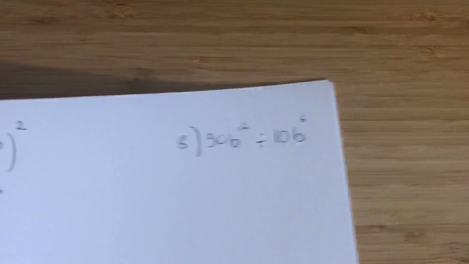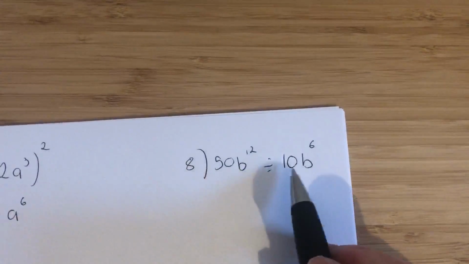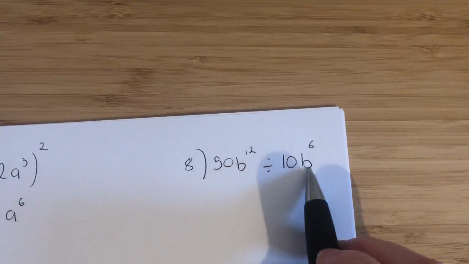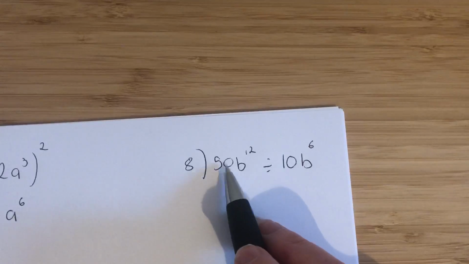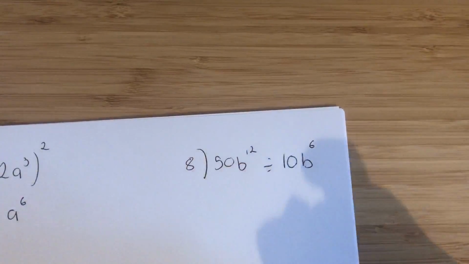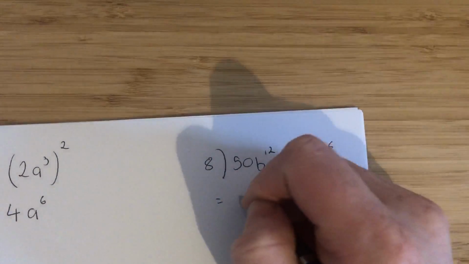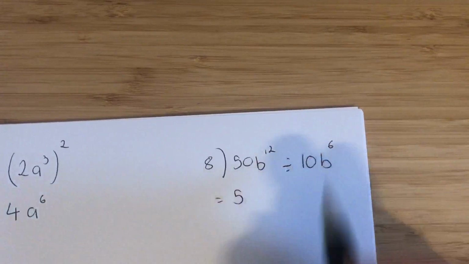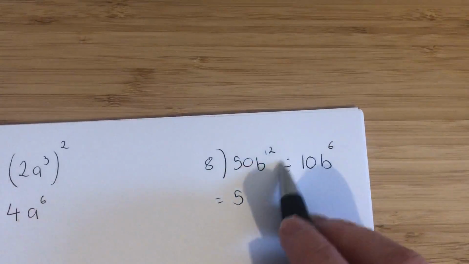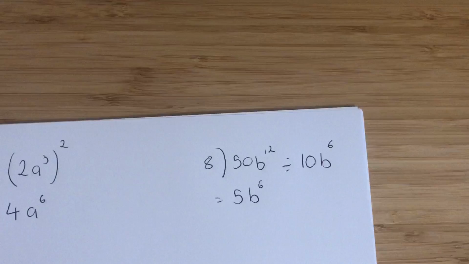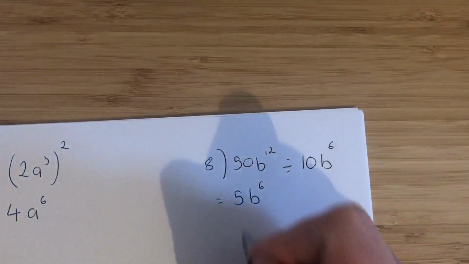Right, now we've got 50b to the power of 12 divided by 10b to the power of 6. So again, we've got numbers here in front of the letters. So you actually have to do the 50 divided by 10 as well as the b to the power of 12 divided by b to the power of 6. So 50 divided by 10, that's 5. B to the power of 12 divided by b to the power of 6. We know that if we are dividing, then we subtract the powers. So b to the power of 6. 12 minus 6 is 6. So that's you there as well.